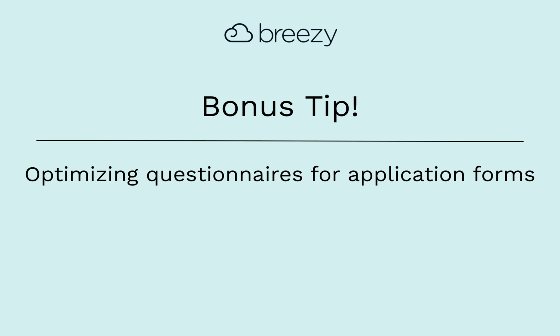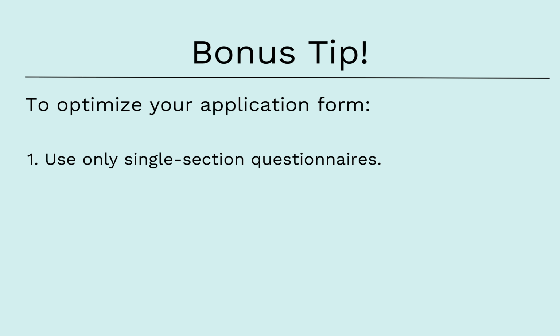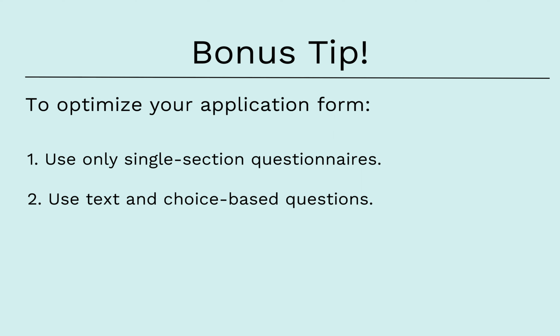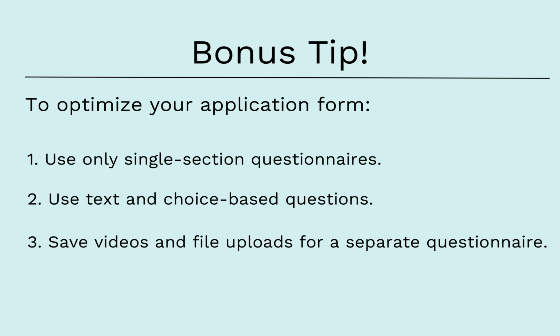Bonus tip: using the right question types can help ensure you're getting as many applicants as possible. Keep these tips in mind. Use only a single section on your questionnaire. Stick with text and choice questions, and avoid using video responses and file upload questions. If you want to use multiple sections or collect files and video early in the screening process, consider sending your questionnaire by email or with a stage action as soon as candidates reach your applied stage, instead of including it with the application.